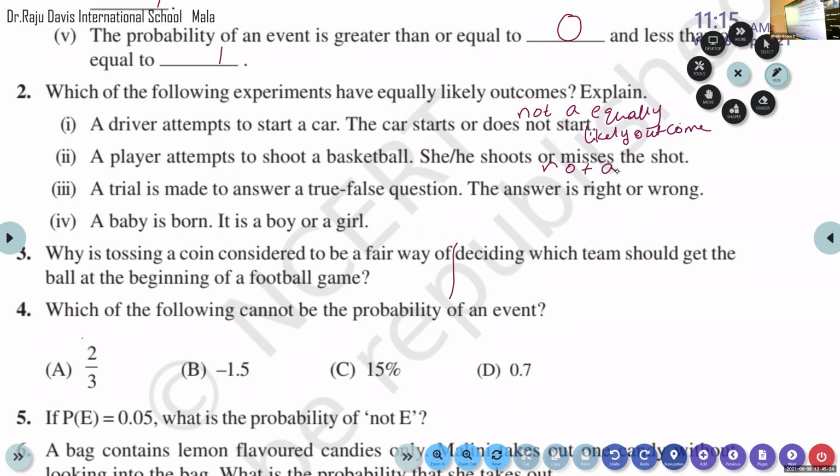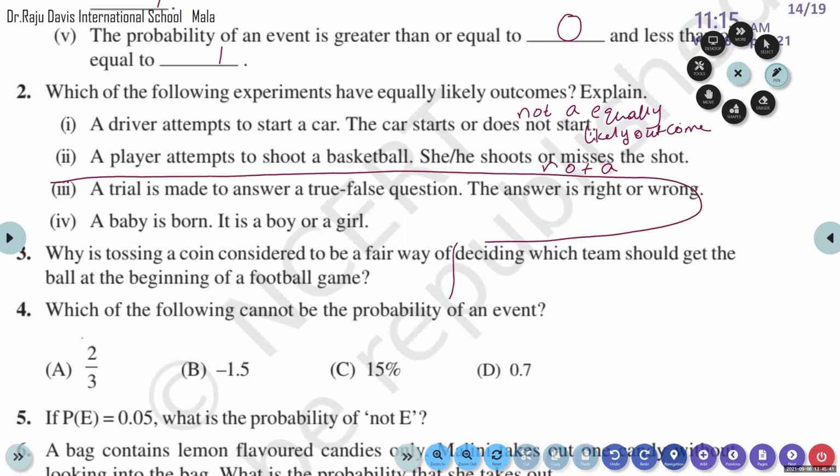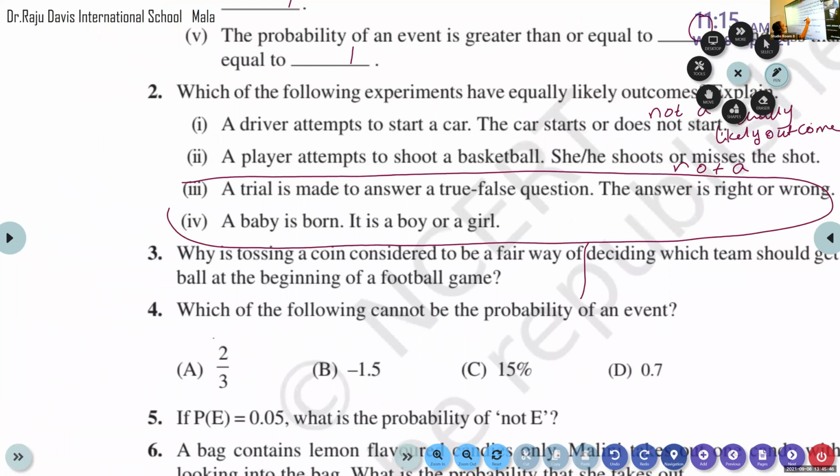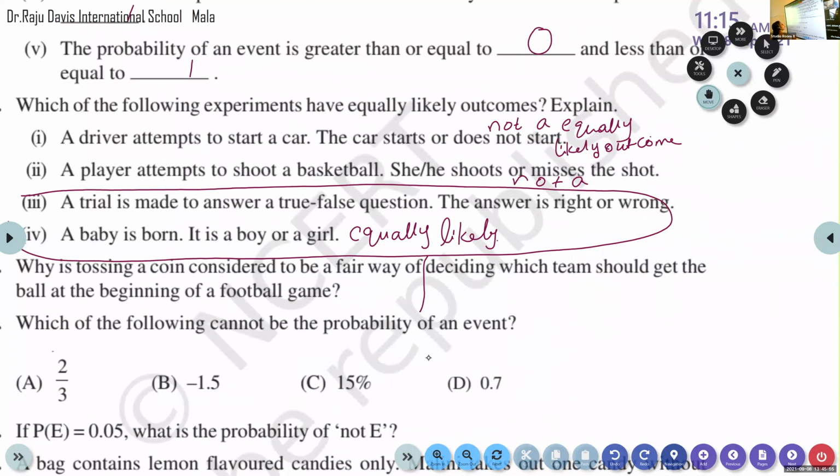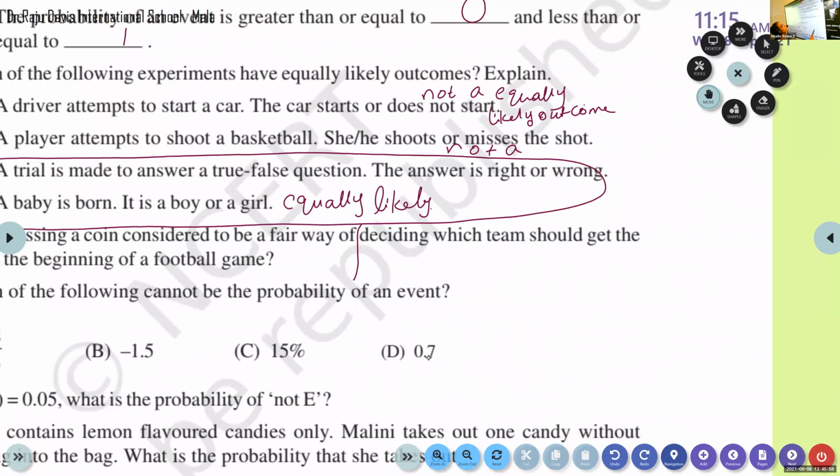Then a baby is born. It is a boy or girl. Sure. Either boy or girl at any cost. So these two are equally likely outcomes. Okay. Equally likely outcome. Both are equally likely outcomes.